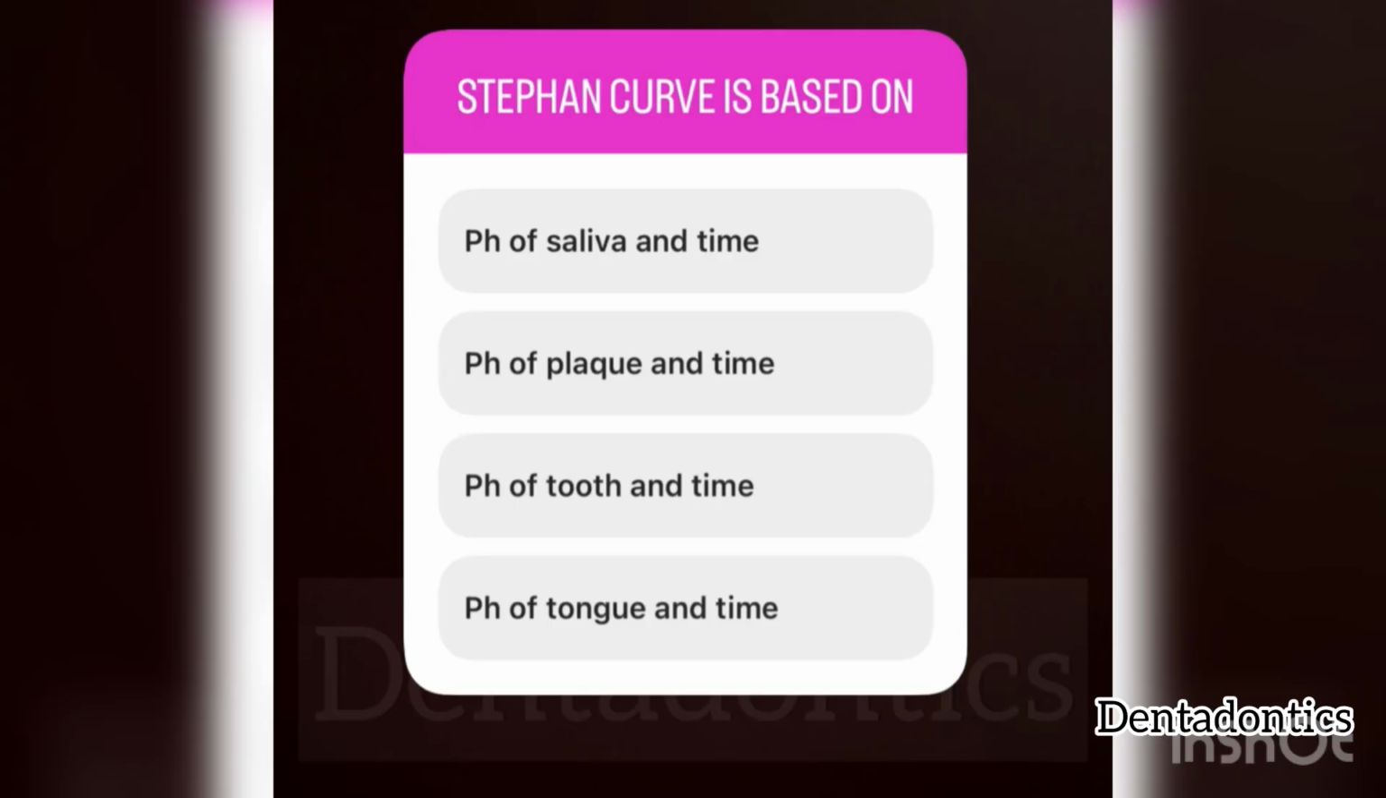And the correct answer is: Stephan curve is based on pH of plaque and time.